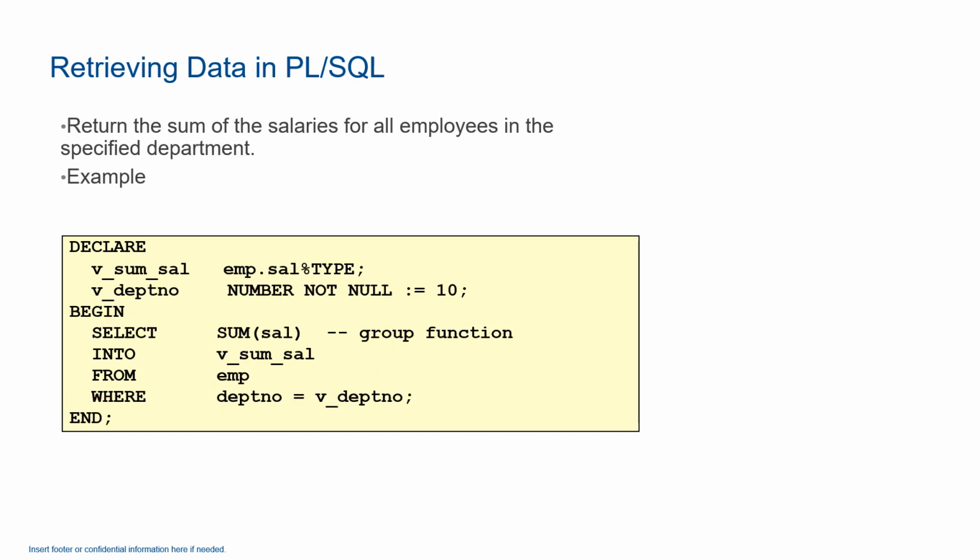Now suppose we want to return the sum of salaries for all employees in the specified department, where the department number is 10. We are selecting the sum of salaries; SUM is a group function, as you may know from SQL. So we are summing all the salaries from the employee table where department number is 10, and it will be stored in v_sum_salary. So this will store the total of the salaries for a particular department. Clear?